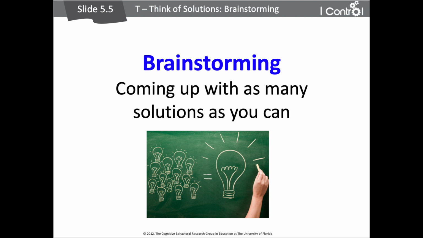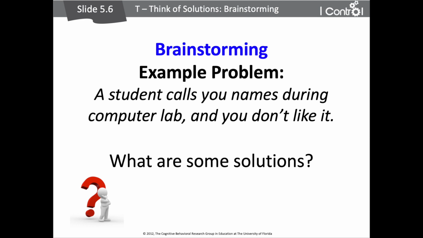Sometimes brainstorming can be hard to do on your own, but you can use your resources to help you. For instance, you could talk to a friend or an adult to help you come up with ideas about how to solve your problem. Let's practice brainstorming together. A student calls you names during computer lab, and you don't like it. What are some of the possible solutions? You could call them names back, ignore them, calmly ask them to stop, or go ask the teacher to move you to a different computer away from that person.